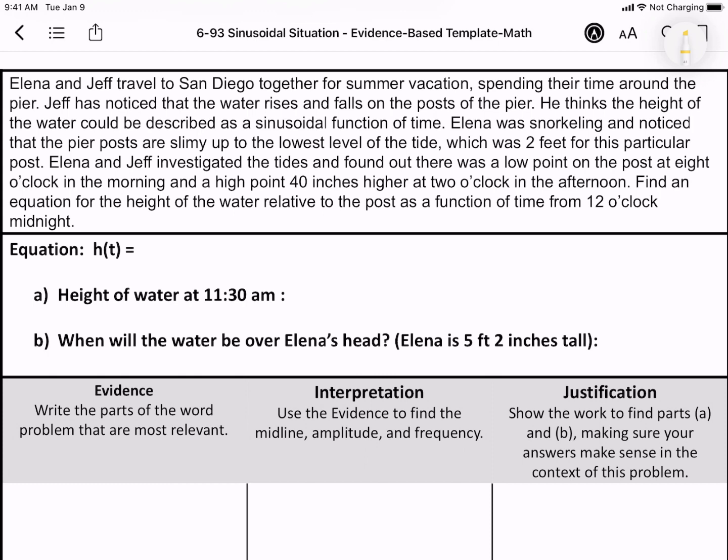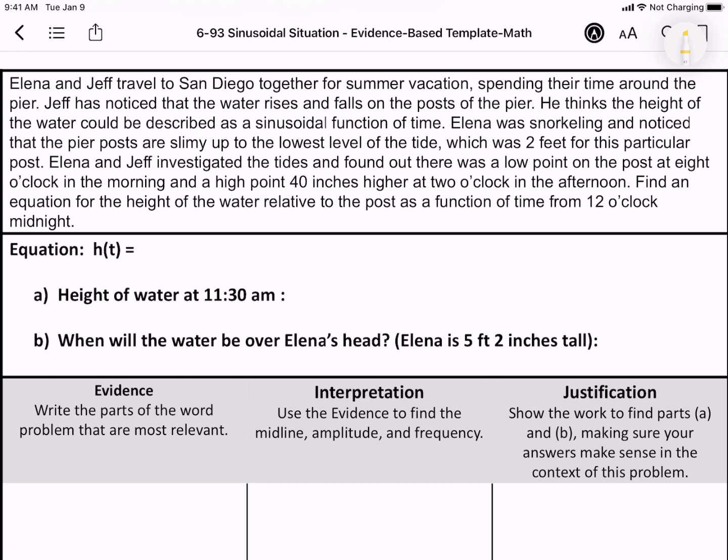So, Elena and Jeff traveled to San Diego together for summer vacation, spending their time around the pier. Jeff has noticed that the water rises and falls on the posts of the pier. He thinks the height of the water could be described as a sinusoidal function of time. Elena was snorkeling and noticed that the pier posts are slimy up to the lowest level of the tide, which was 2 feet for this particular post.